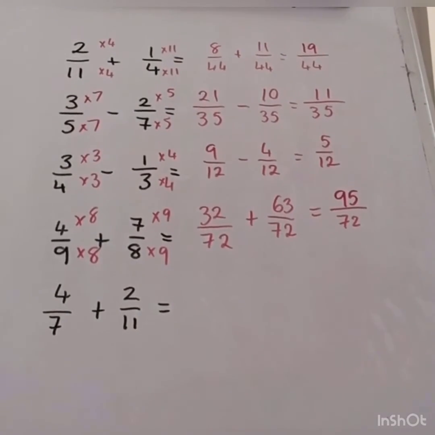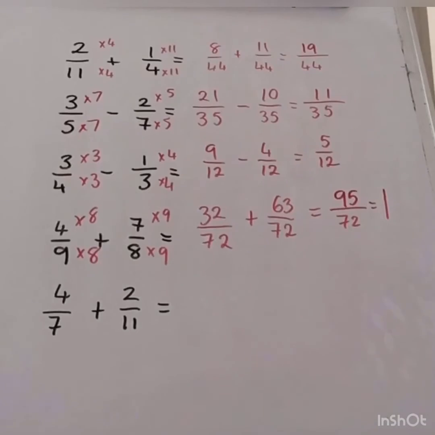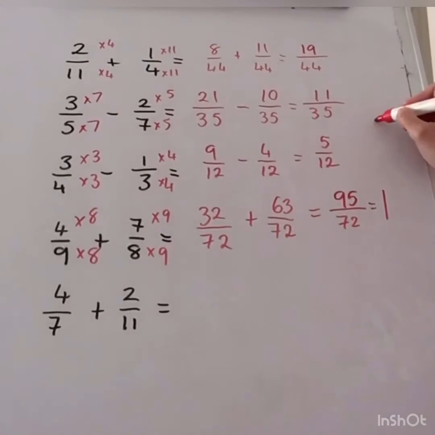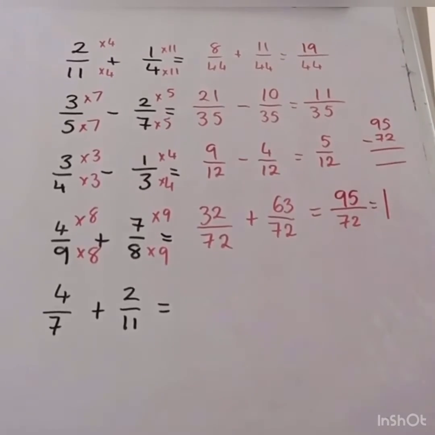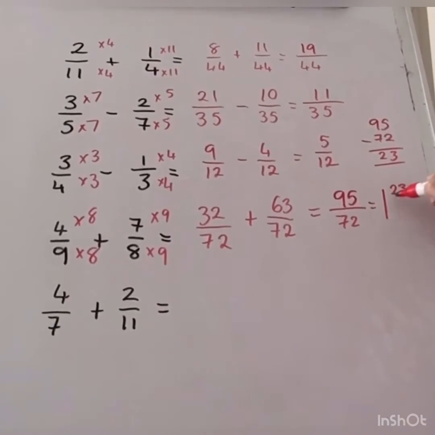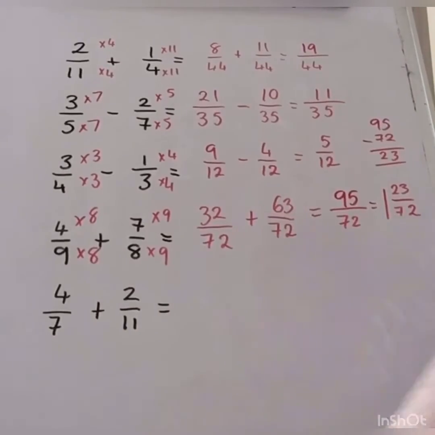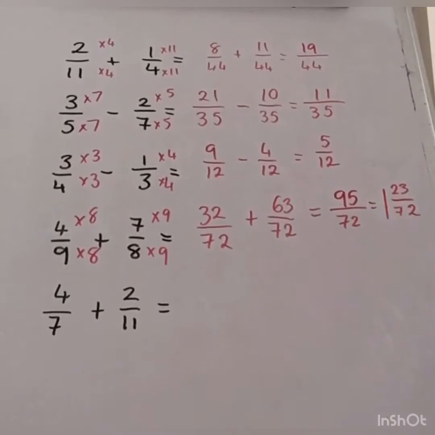So how many times does 72 go into 95? And it goes in once. We then need to find the remainder. Now remember, you don't have to do this in your head. If you don't know what the remainder is, just do a little subtraction. 5 take away 2 is 3, 9 take away 7 is 2. So your remainder of 23 goes back over the denominator as 72. So your final answer for this one then is 1 and 23 over 72.